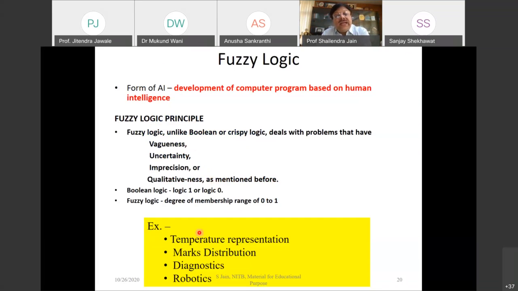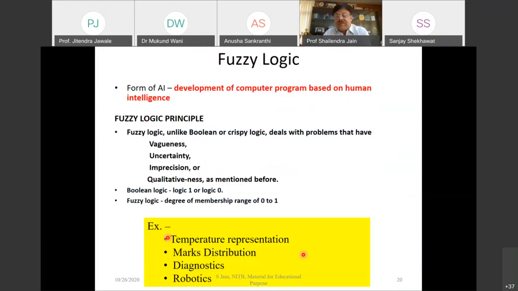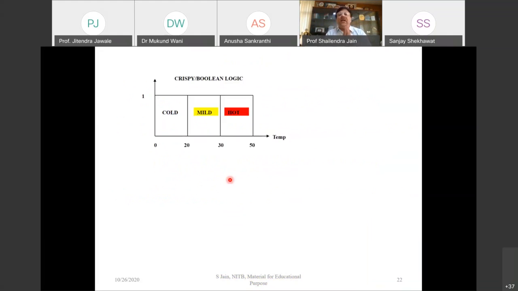Now, let's take an example of how to represent a particular parameter. Say, for example, representation of temperature. So water temperature, how do we describe it? Water can be cold, mild, and hot. But to have a crisp or Boolean representation, you have to have a meaning. What do you mean by cold? What do you mean by mild? What do you mean by hot? So we have some numerical values. Let's see, cold means 0 to 20, 20 to 30 is mild, and 30 to 50 is hot.